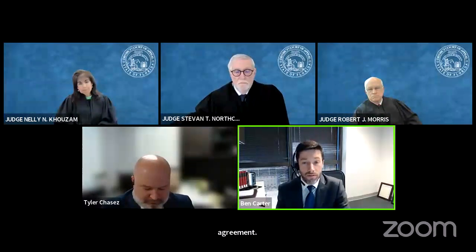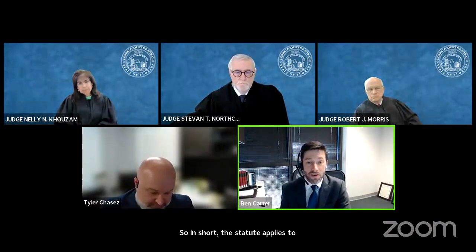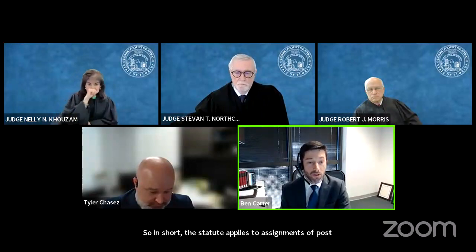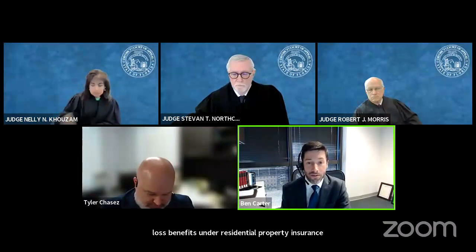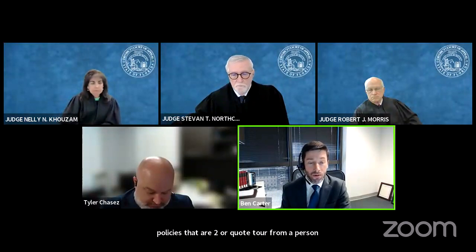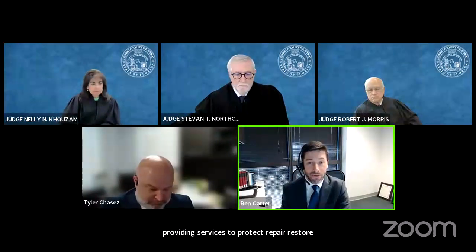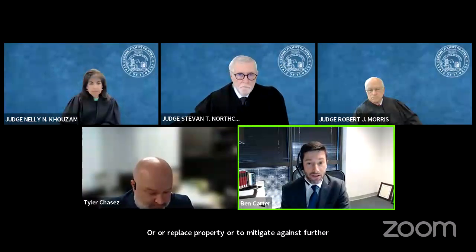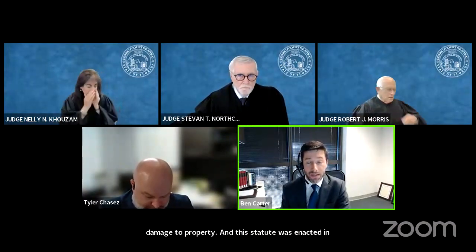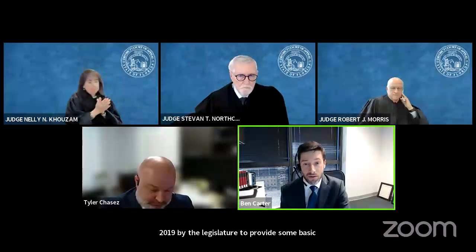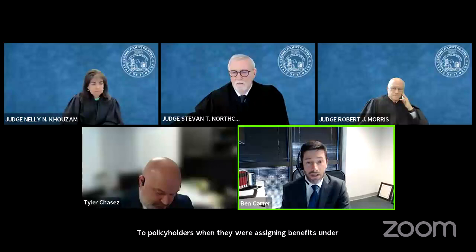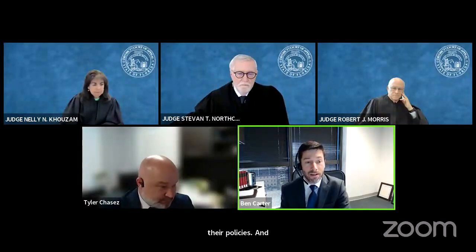So in short, the statute applies to assignments of post-loss benefits under residential property insurance policies that are to or from a person providing services to protect, repair, restore, or replace property, or to mitigate against further damage to property. And this statute was enacted in 2019 by the legislature to provide some basic protections to policyholders when they were assigning benefits under their policies, and also to limit abuse of assignments of benefits.